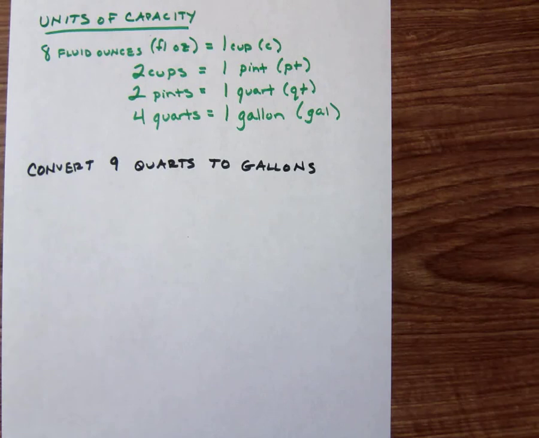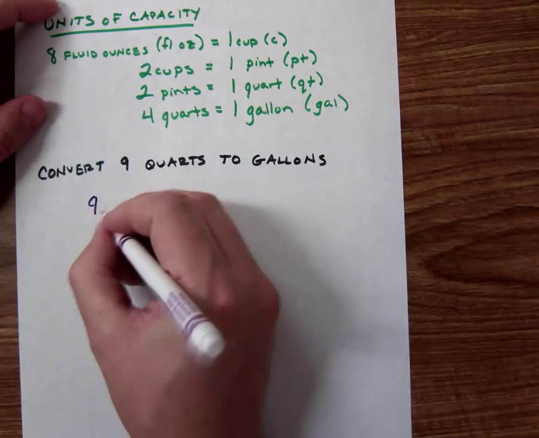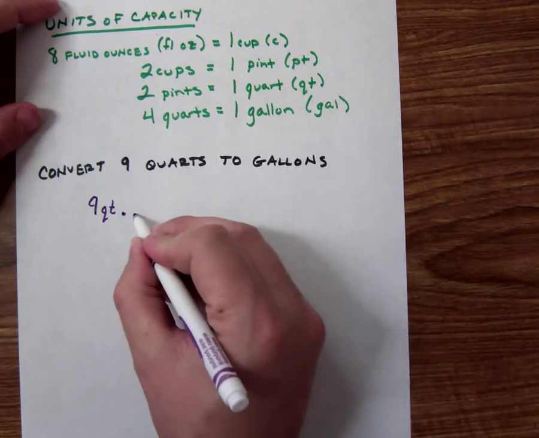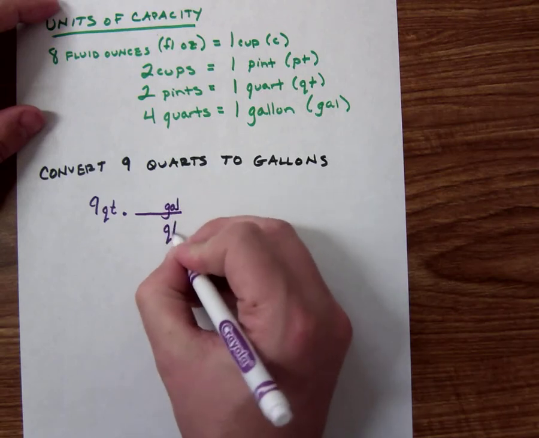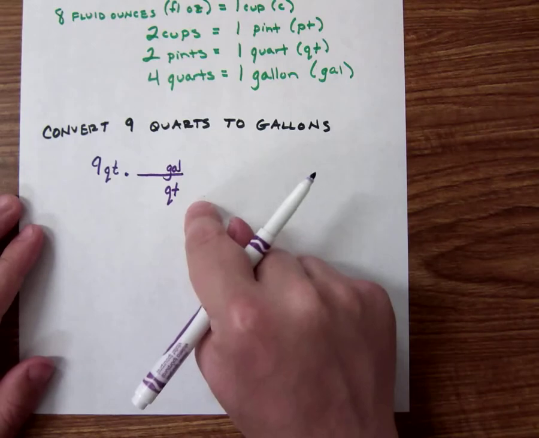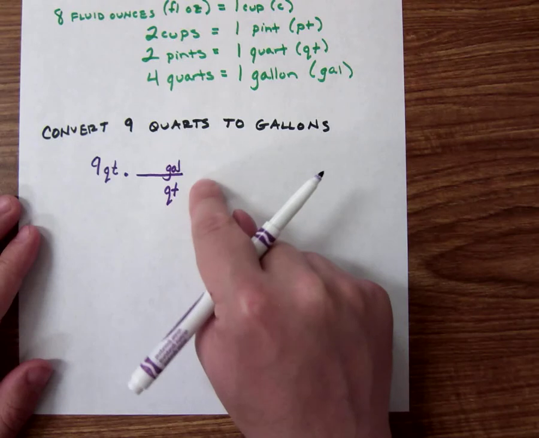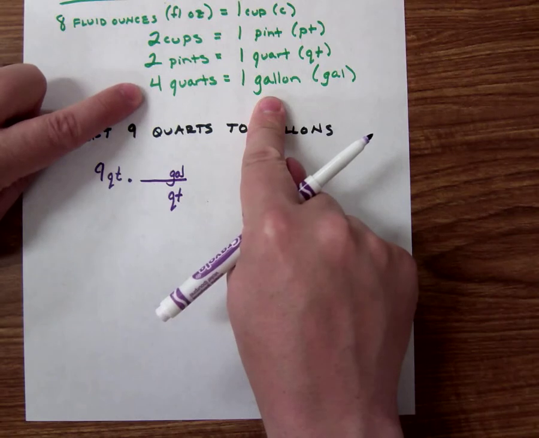Okay, so to convert 9 quarts into gallons, we want to multiply by the appropriate unit fraction. We want a fraction that includes both quarts and gallons. So we take the 9 quarts, which is abbreviated QT, and multiply by a unit fraction that has gallons on the top and quarts on the bottom, right? The thing you want on the top and the thing you have on the bottom. So how many gallons and how many quarts? Yeah, it's 1 gallon to 4 quarts.